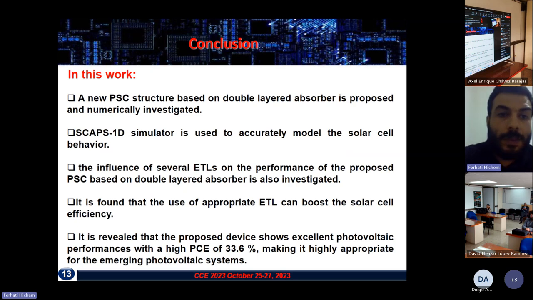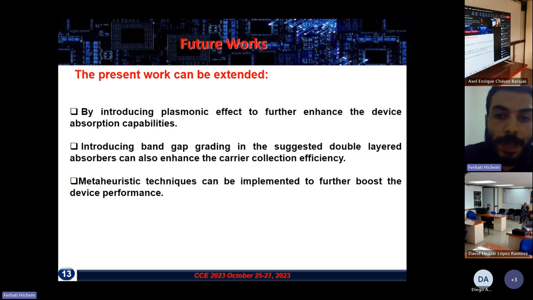For the future perspectives, the present work can be extended by introducing plasmonic effects to further enhance the device absorption capabilities. Also, introducing band gap grading in the suggested double layered absorbers can enhance the carrier collection efficiency. And lastly, the use of meta-heuristic techniques such as genetic algorithm or particle swarm optimization can boost up the device performances by selecting the appropriate design parameters. So thank you for your attention.